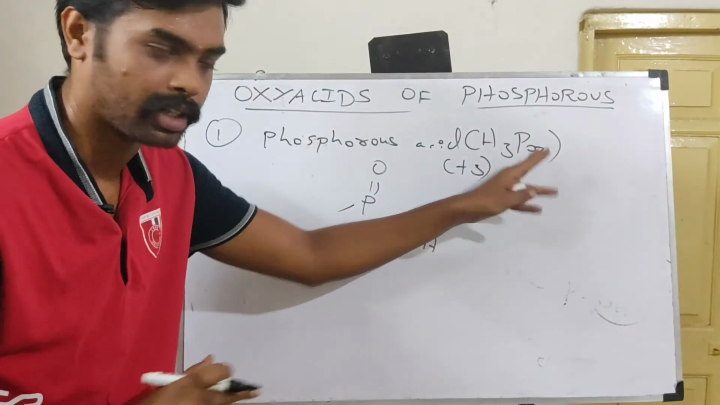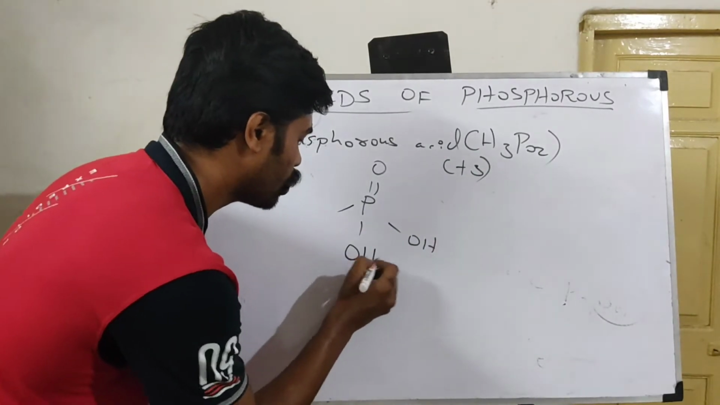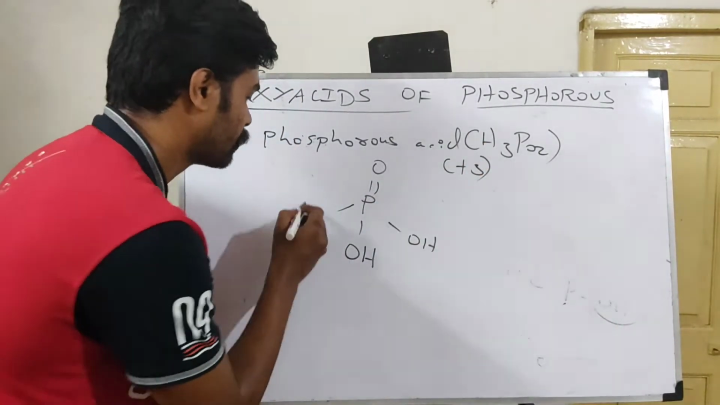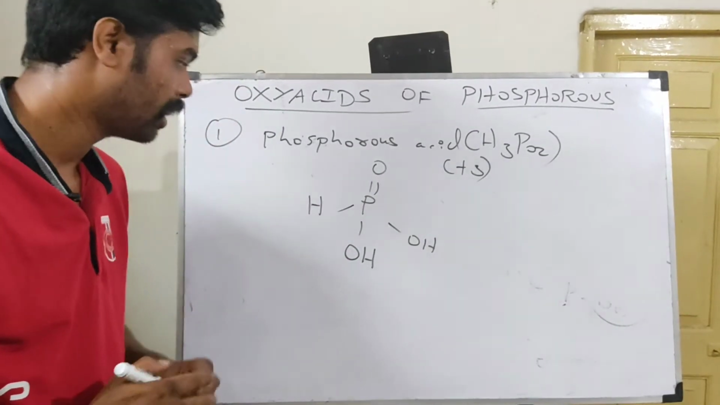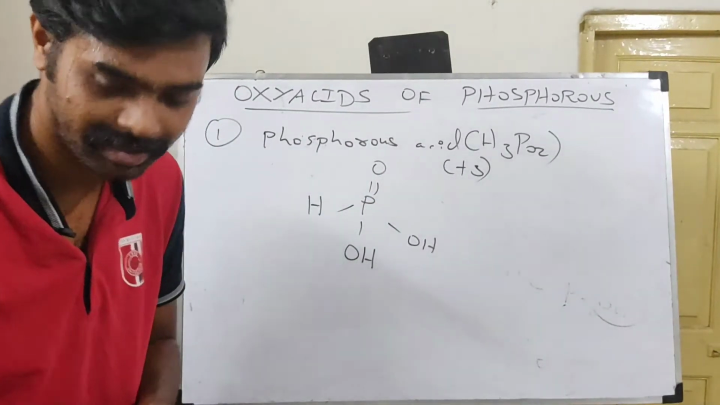Now understand that I am going to have two more hydrogens to be accounted for, but there is only one oxygen. So definitely I am going to have one O-H bond and the other hydrogen atom is going to be directly attached as a P-H bond, right? Okay, now this is about phosphorus acid.